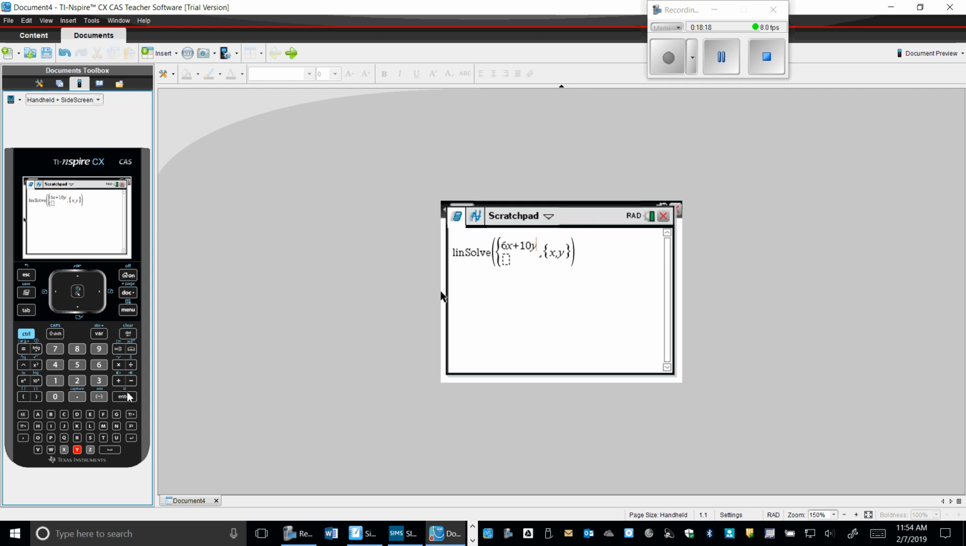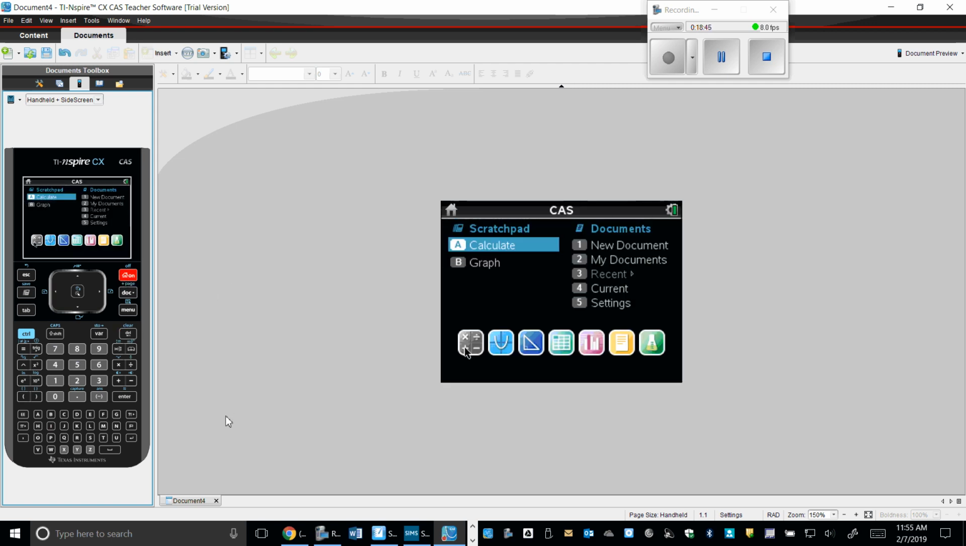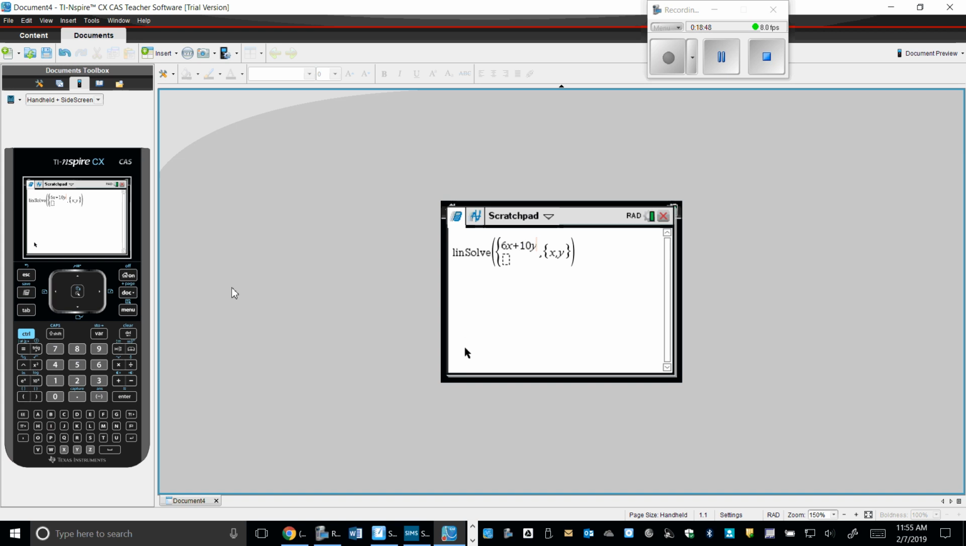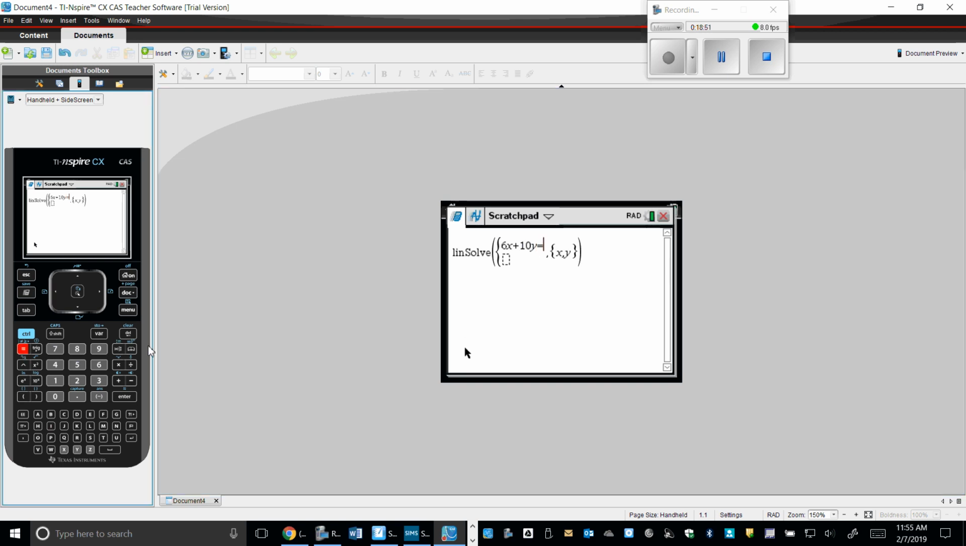equals 38. The equals sign is in here somewhere. Okay, equals. What was it? 38. And then you arrow down and you put your other one in.